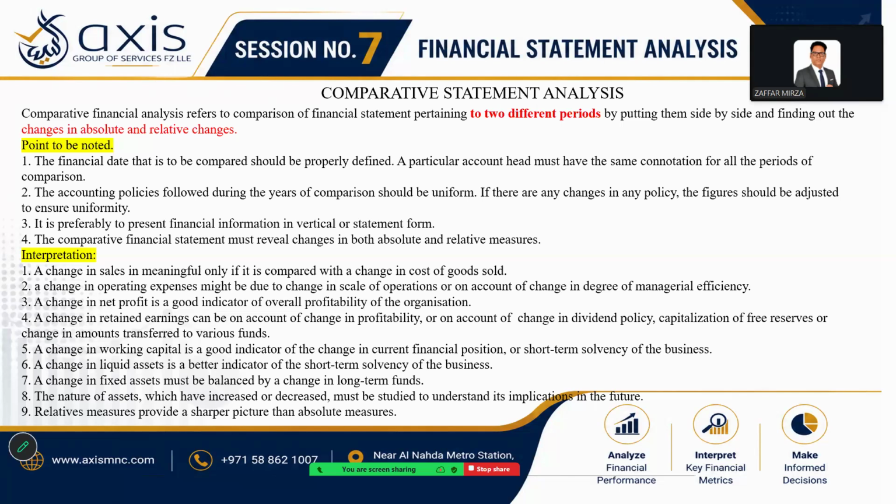The eighth one is nature of assets which have increased or decreased, which must be studied to understand the implication in the future. Session number 2 of the job seekers edition. And the relative measures provide a sharper picture than absolute measures. Clear?